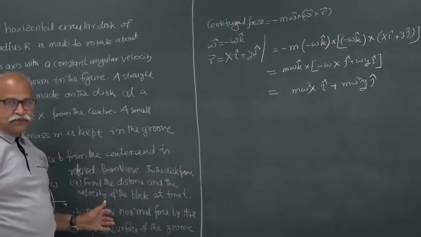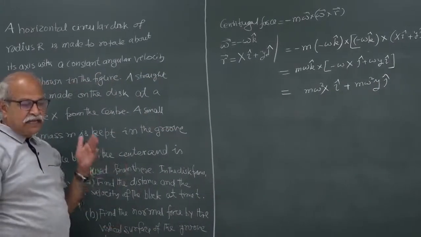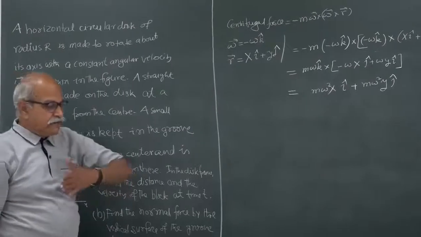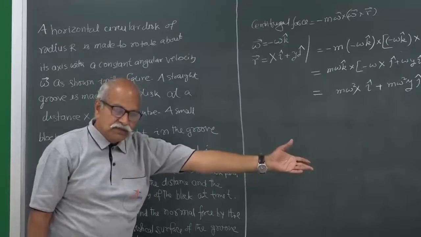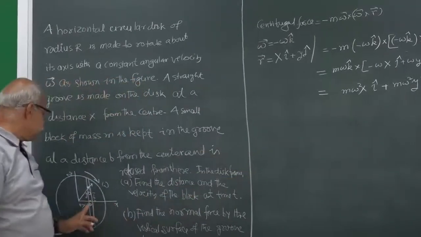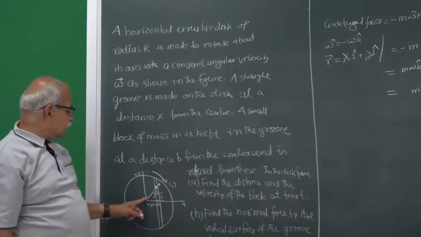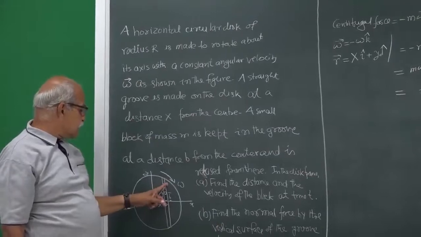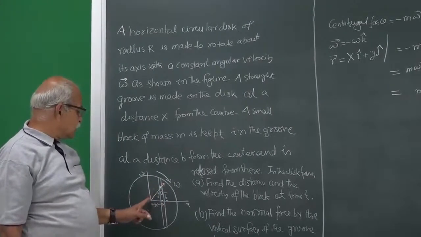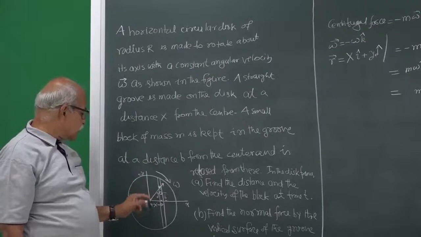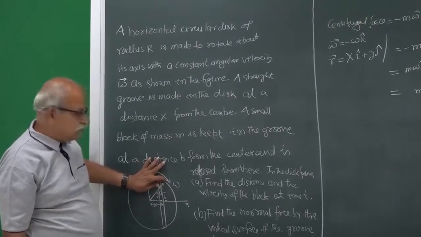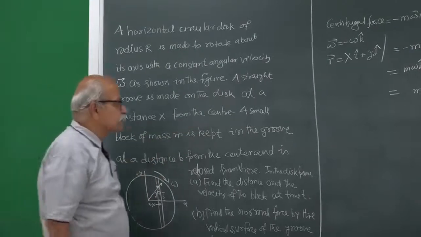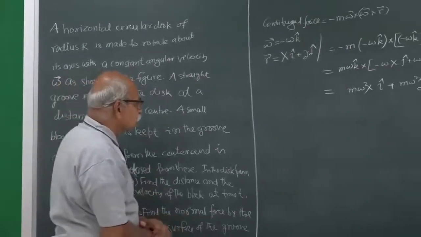We could have written it directly also. The centrifugal force is m omega square and the distance from the rotation axis, outward. So, in this figure the centrifugal force must be in this direction, and that is m times omega square times this distance and in this direction. So, you can easily write this expression. So, this is centrifugal force.